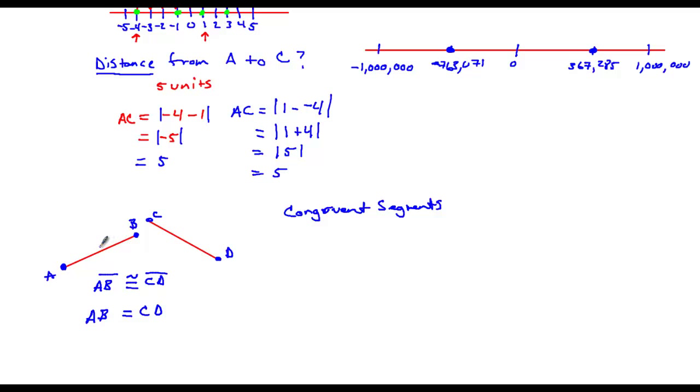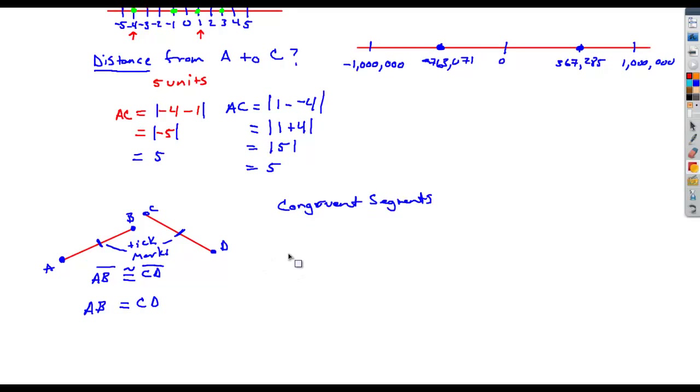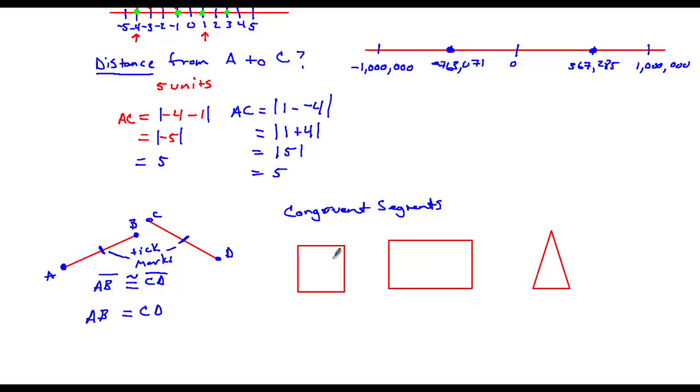So what you're going to see in your problems is a little mark on the segment like this. Now, these are called tick marks. It's this thing and this thing. Tick marks are used to mark congruent segments. So, little example. This is a square. Okay. This is a rectangle, and this is an isosceles triangle.